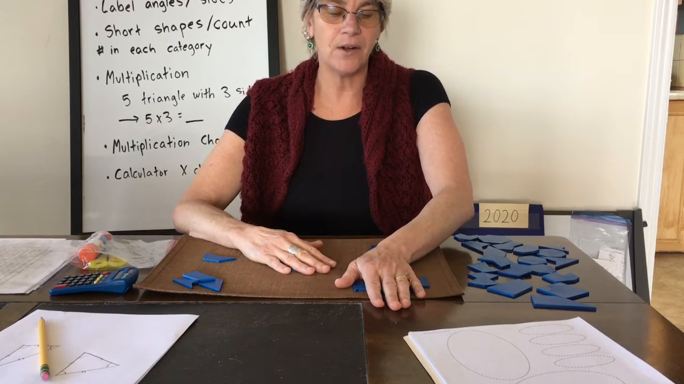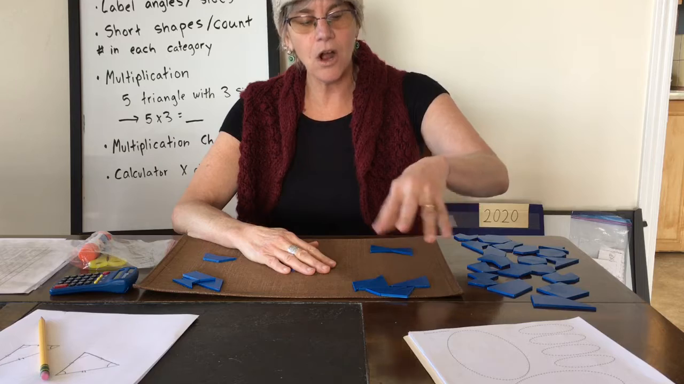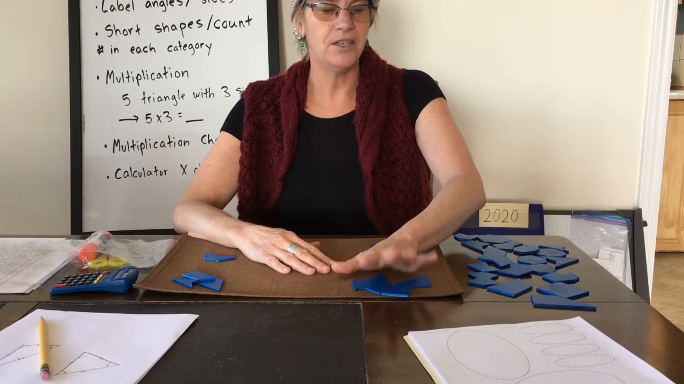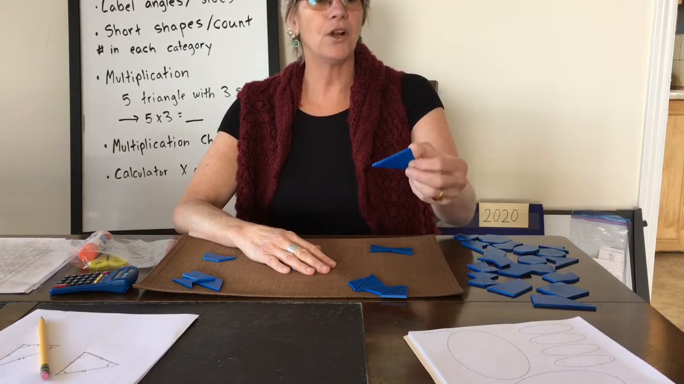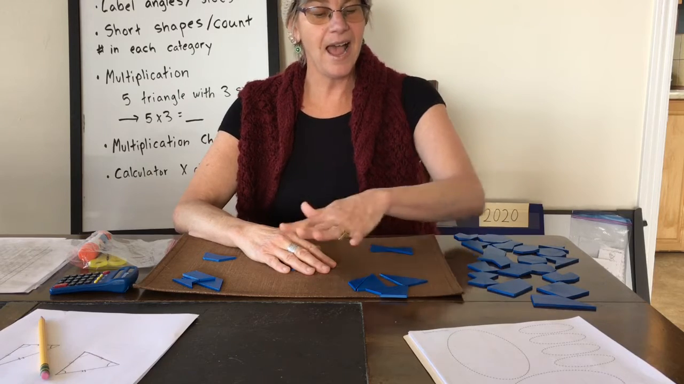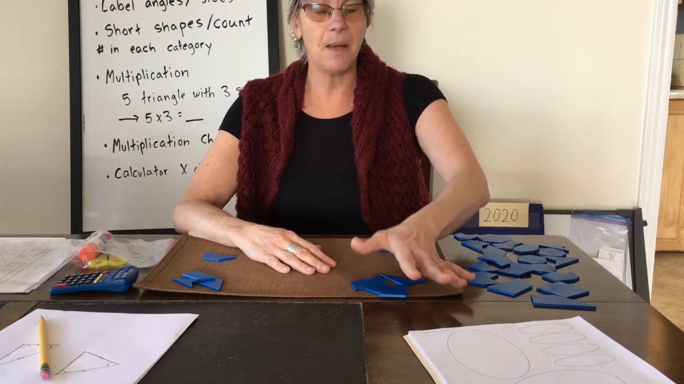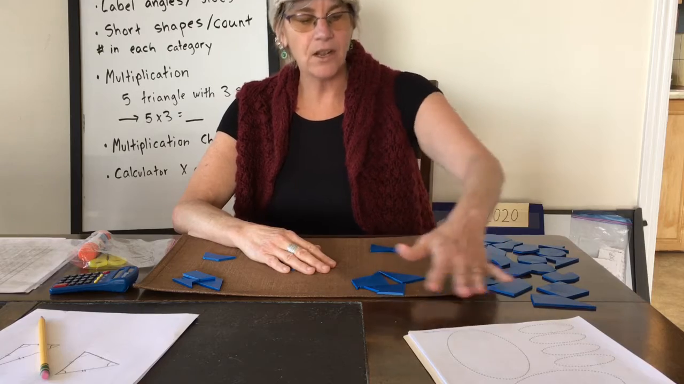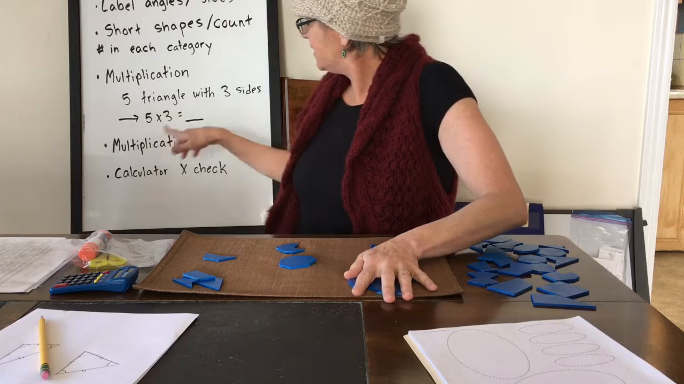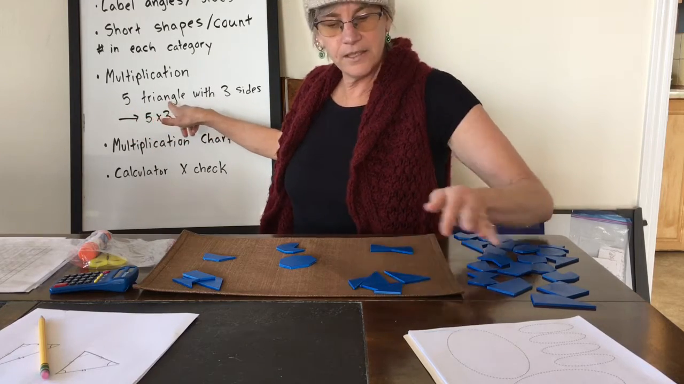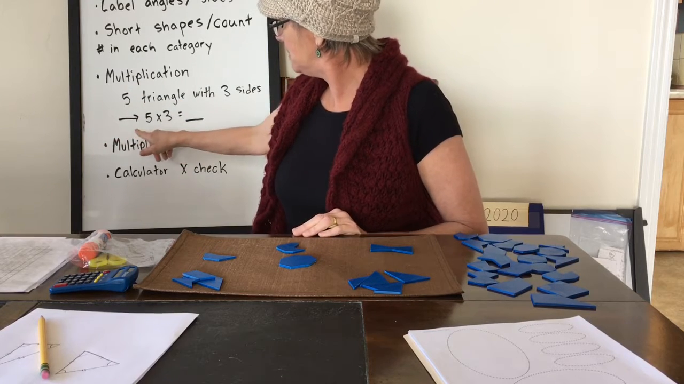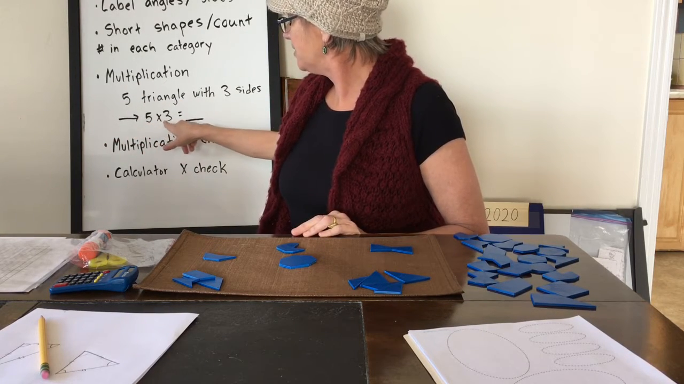So you're going to find out how many sides there are all together in this pile. Okay? So each triangle has 3 sides. There are 5 triangles. You're going to find out how many sides there are in all in this pile. Okay? So the way you're going to do that is just like this. You've got 5 triangles. There are 3 sides in each. So your multiplication problem is going to be 5 times 3.